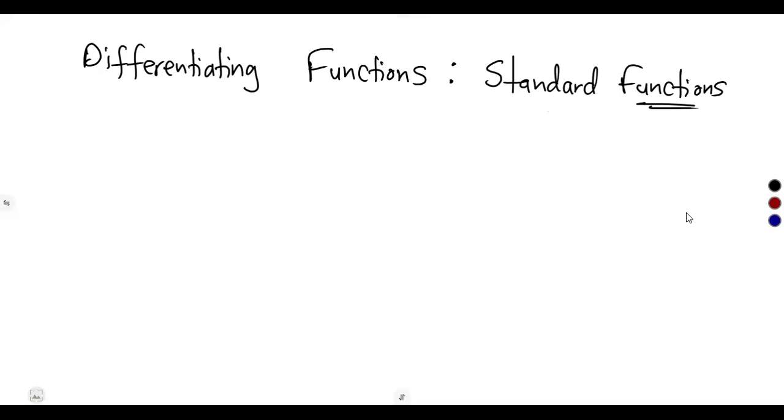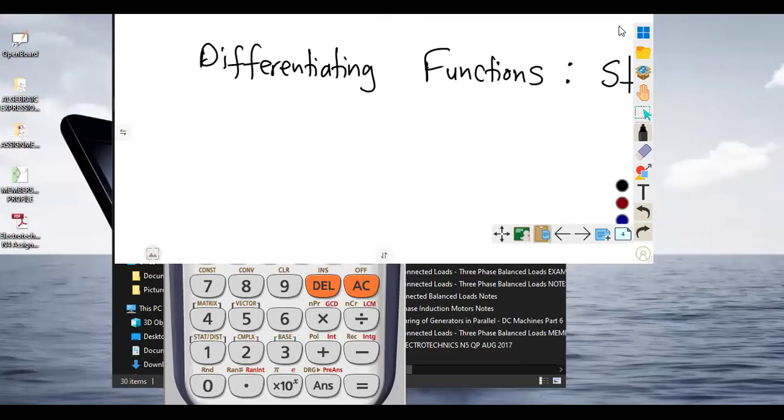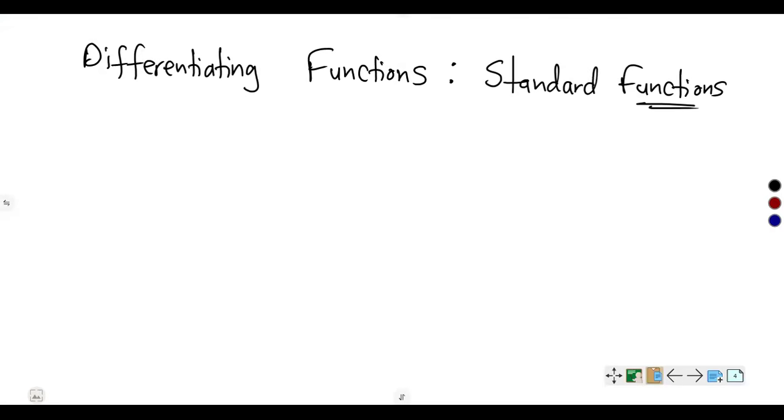So the question is, standard functions, which part are we actually having? What is a standard function? A standard function is one where we are given something to differentiate, and there is a direct formula for that. We know that derivative just by looking at it. We know the answer. Those are the standard functions that we are talking about.